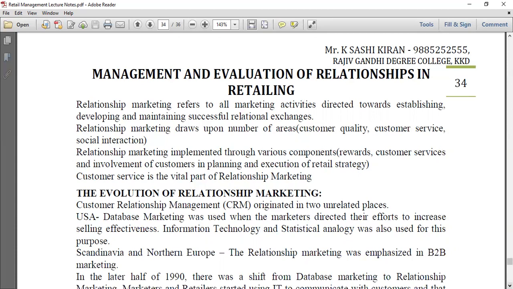At the billing counter, that particular person also should be pleasant, should be helpful. So when we have this decent and healthy social interaction, he feels good. He feels like visiting the store again.